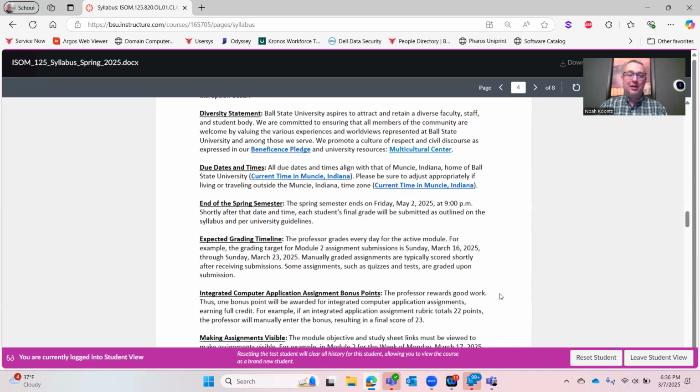Expected grading timeline. I will grade every day for the active module. So, for example, the grading target for Module 2 assignment submissions is Sunday, March 16th, 2025 through Sunday, March 23rd, 2025. Manually graded assignments are typically scored shortly after receiving submissions. Some assignments, such as quizzes and tests, are automatically graded upon submission.